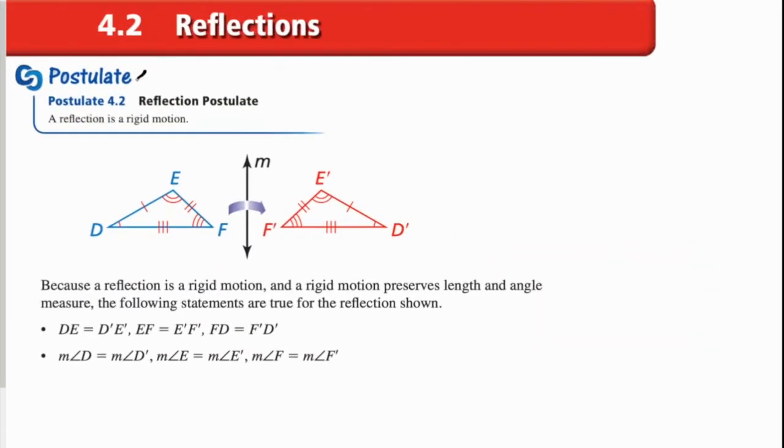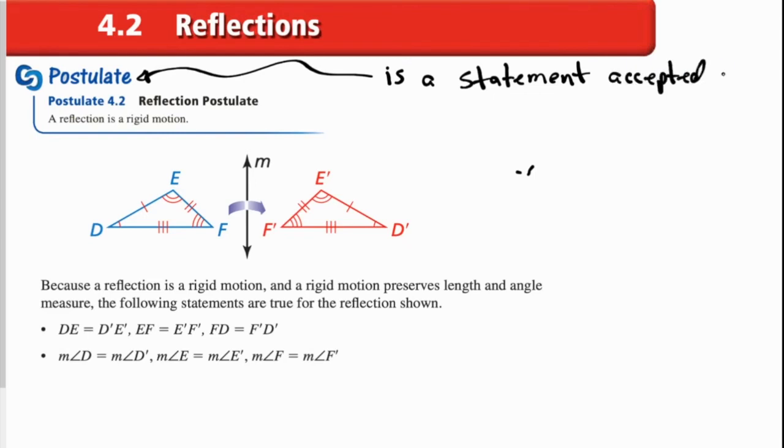So here we have a postulate. Just a reminder, a postulate is a statement that is accepted as true without any type of proof. That means with very little reasoning, we can come to an agreement that this is something that we can accept as true. And here we have the reflection postulate, which states that a reflection is a rigid motion.